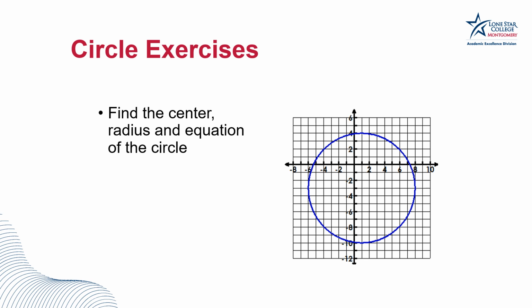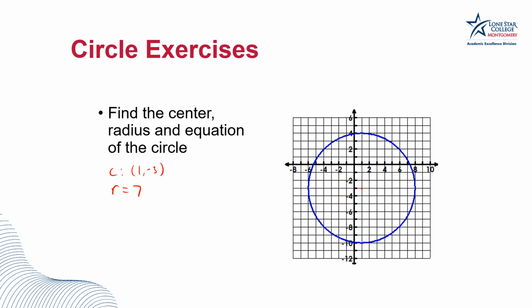Another example. Find the center, radius, and the equation of the circle. We can see that the center of our circle this time is right here, and that's represented by the point, so our center is (1, -3). Then from that center, we count to the edge. So we have 1, 2, 3, 4, 5, 6, 7 units. So the radius has to be 7.